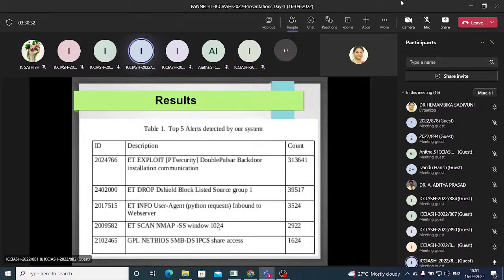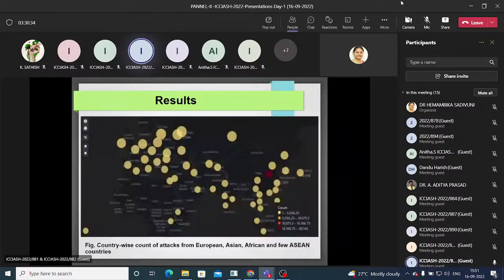After that, if you see the country-wise count of attacks after using multiple honeypots in our AWS architecture, we have found that there are some countries where the number of times an attack happens is higher. And in this geographical location view, we have found exactly how many attack patterns there are, right?